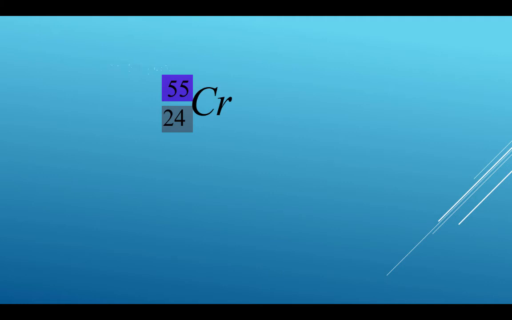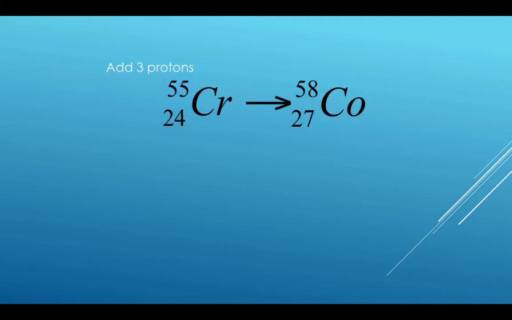If we add 3 protons to the nucleus, what happens? Well, the number of protons increases to 27, and now it would become a different element, cobalt. The mass would also increase by 3 to 58, since each proton has a mass of 1.